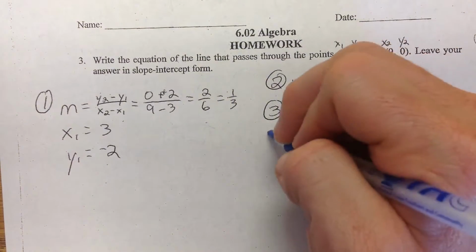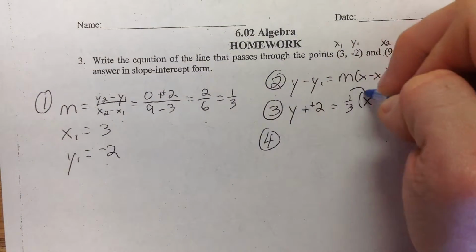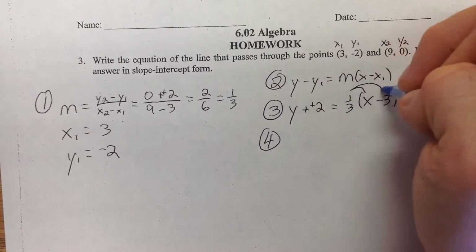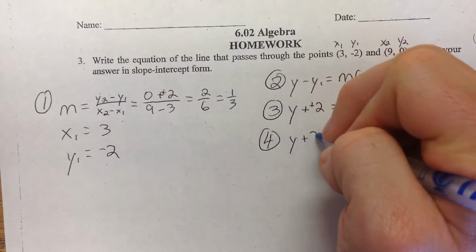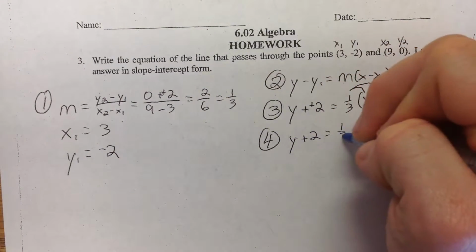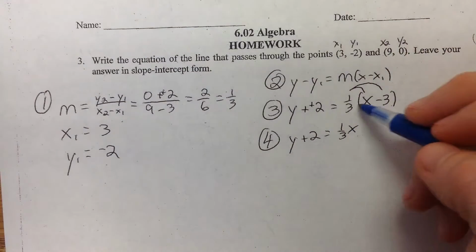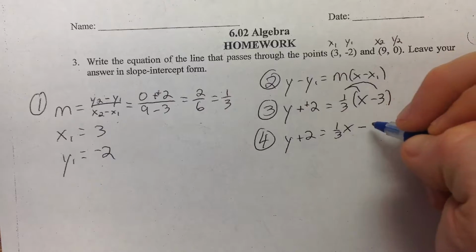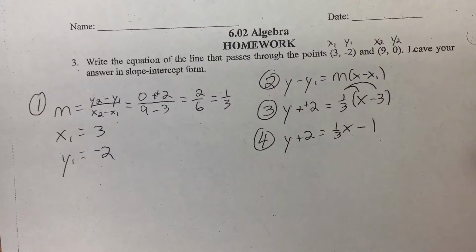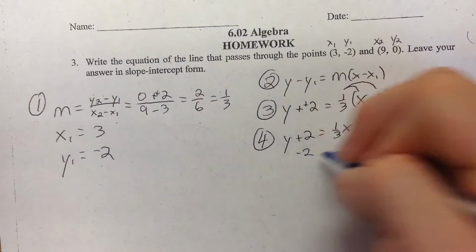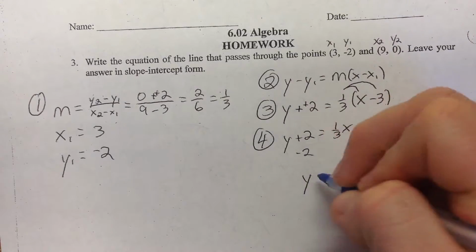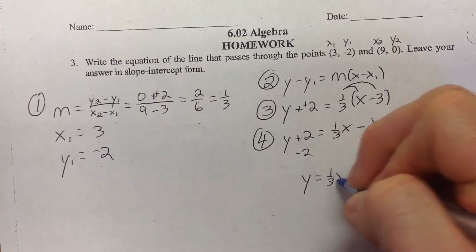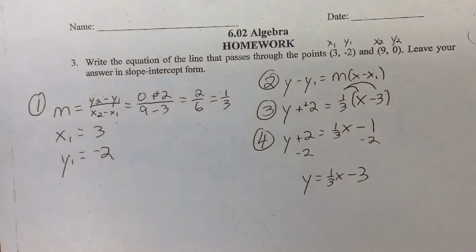And then last but not least, we're going to solve for y. So we're going to start by distributing. y plus 2 equals 1/3 x. And again, if you're not sure about this, just do it on your calculator. But it does work out to be minus 1. And then we're going to subtract 2 from both sides and get y equals 1/3 x minus 3.